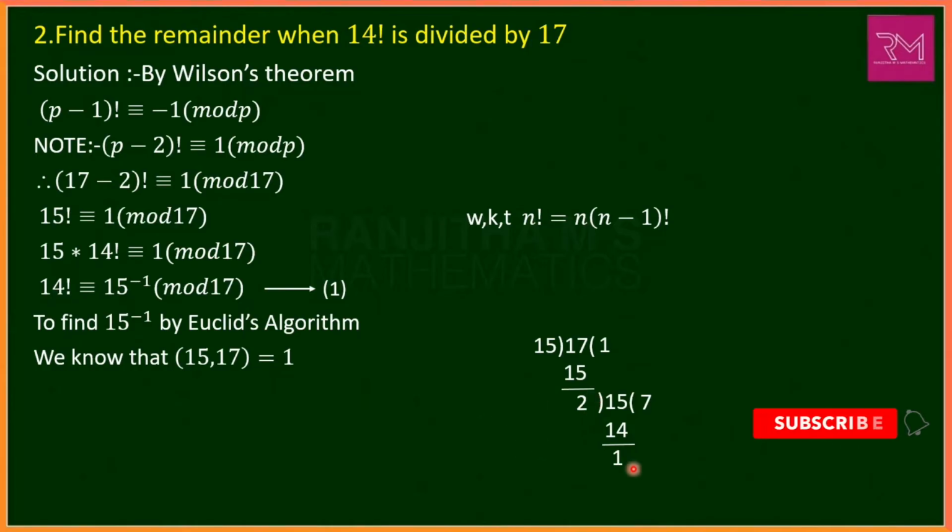Similarly, we have to divide 2 by 1. We get 1 into 2 as 2. Therefore, we get 0 as the remainder. We have to stop the procedure here. Next, we have to apply the Euclidean algorithm formula for these values.